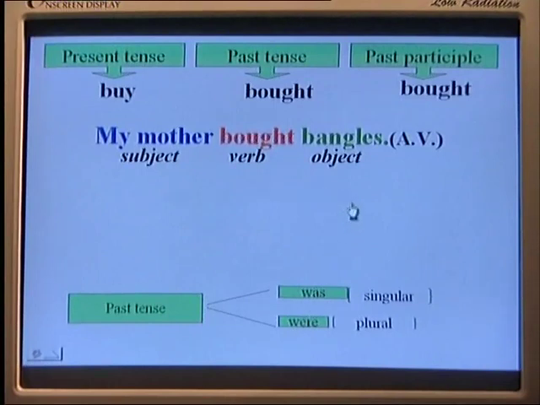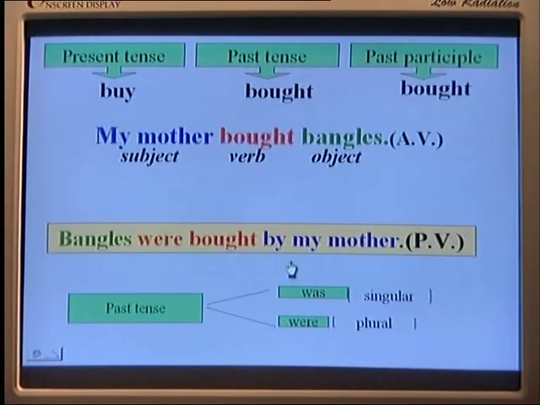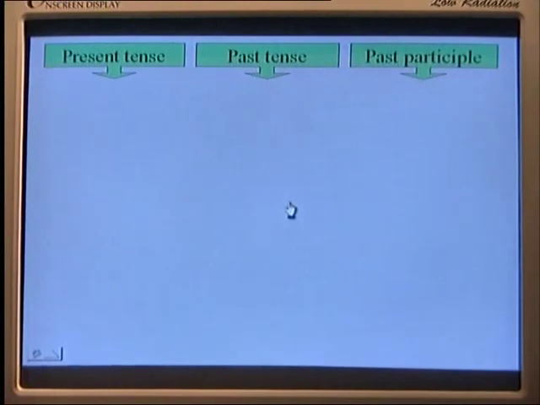Bangles were, what is the past participle form? Bought, the same as past tense. Bangles were bought by my mother. So, here the object in active voice becomes the subject in passive voice. Okay. And the subject here becomes by noun phrase, by my mother. Okay. Look at another sentence.